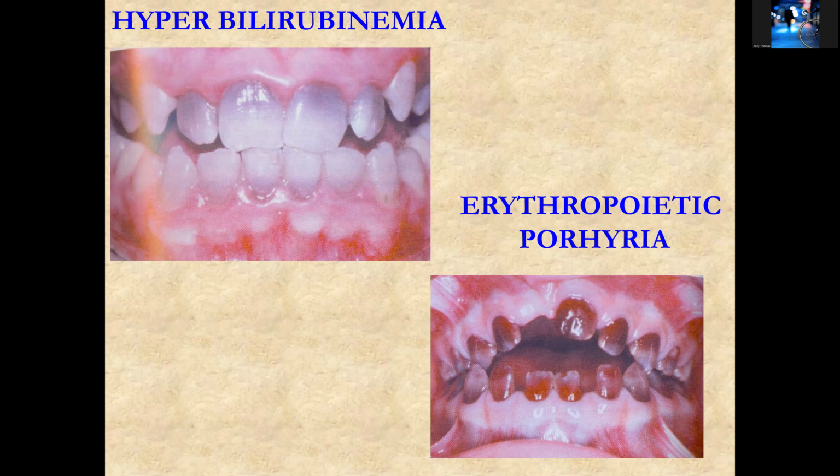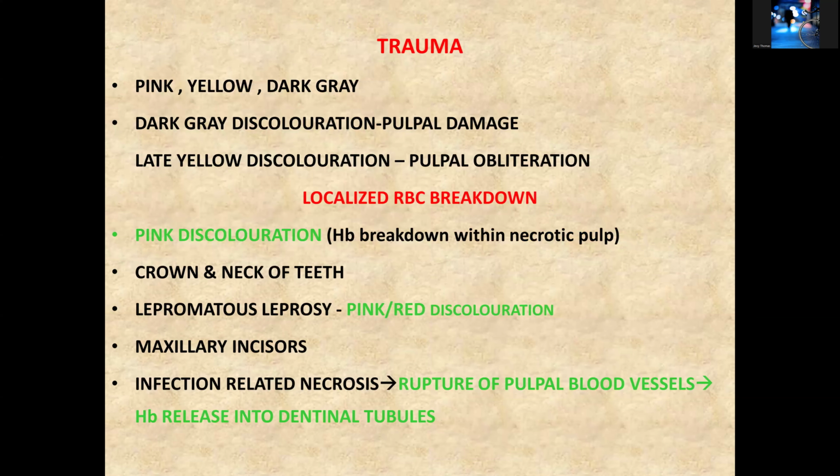In erythropoietic porphyria, you can see there are generalized reddish brown stains which can be present in both the deciduous as well as the permanent dentition. Due to trauma, we can see it can progress from a pink color initially, later yellow, and later dark gray. The dark gray discoloration indicates the pulpal damage that has occurred in the teeth. A late yellow discoloration may give an inference of pulpal obliteration due to localized RBC breakdown.